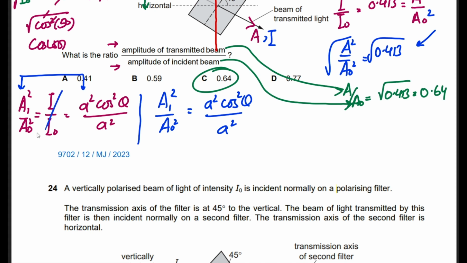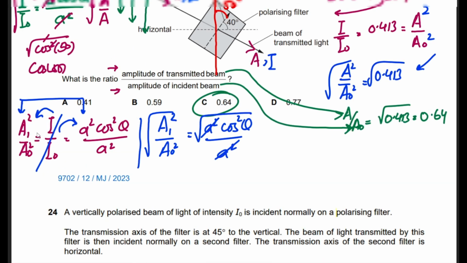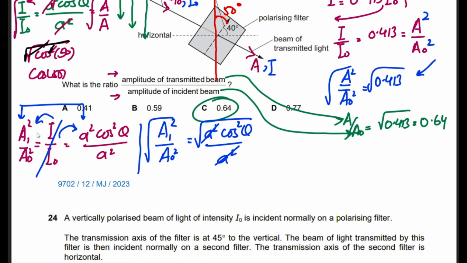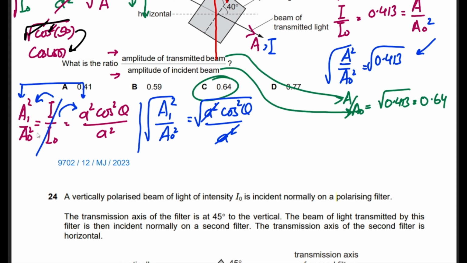Then intensity gets cancelled out because intensity is also equal to this one according to the equation, and it is also equal to this one. So what happens in this situation? A square cancels out, and we know that taking the under root on both sides is going to also cancel out the cos square factor as well, leaving you with cos 50 only. So with the amplitude comparison, what we're left with is A divided by A naught equals cos 50.